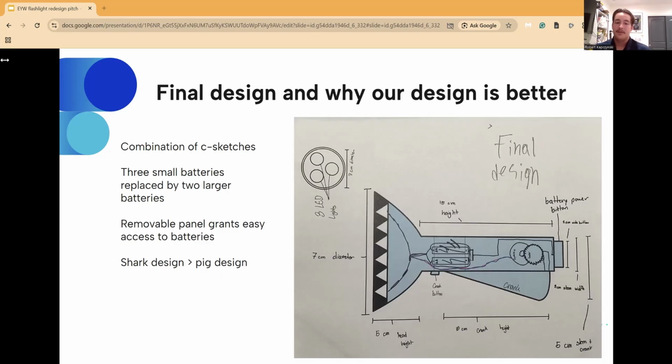AA batteries also have a significantly longer lifespan than the batteries in the original design, hitting on another one of our important needs. For the theme of our flashlight, we decided that a shark would be great, with the crank acting like the shark's fin. The body of the flashlight will be a darker blue, and there will also be little teeth illustrated around the rim of the head of the flashlight to add to the shark's design.